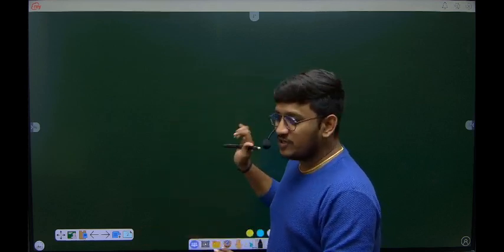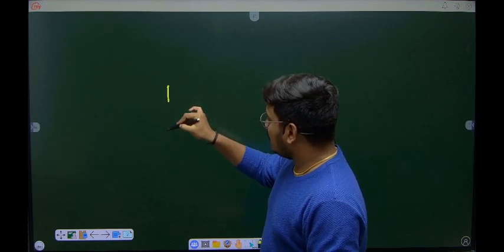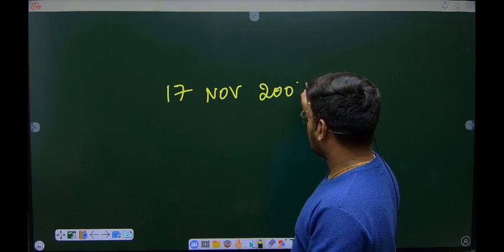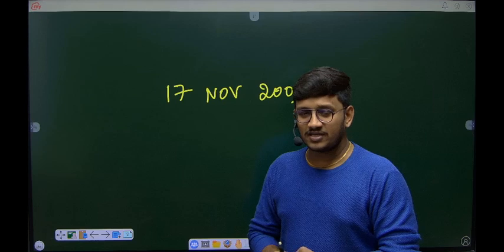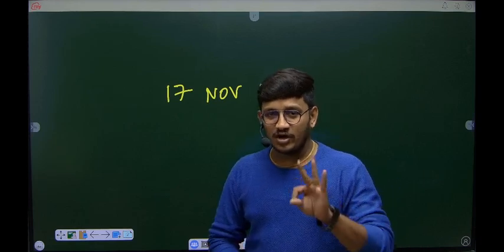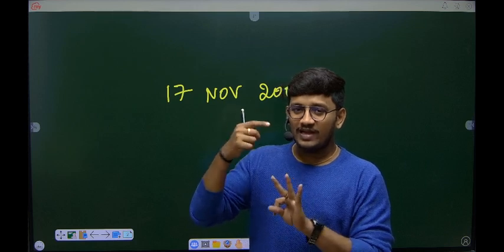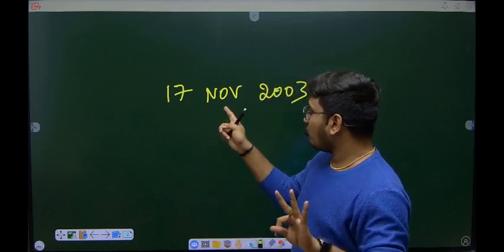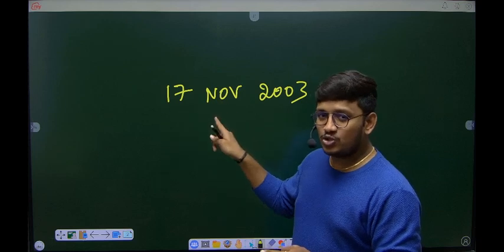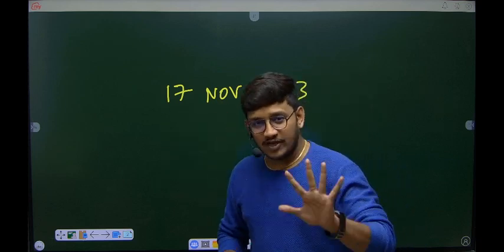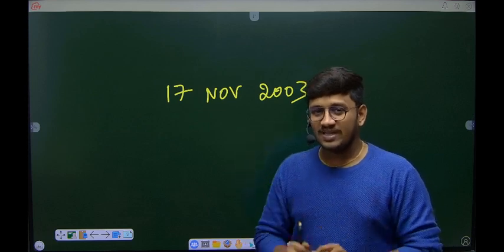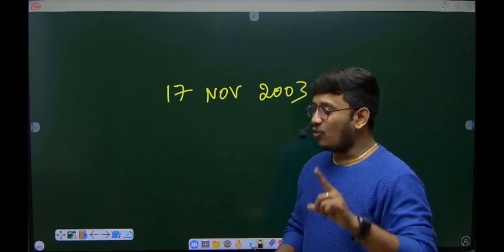Let me write it for your visibility. I'm taking, let's say, 17th November 2003. Now even I am not going to use any pen and paper. Let's consider 17. 17 means how many odd days? 3 odd days. And November we have 2 odd days, right? So here we have 3 and here we have 2. Total we have 5 odd days. And for 2003 we have 3 odd days because there is no leap year. So 5 plus 3 gives you 8. 8 means 1. 1 means Monday.